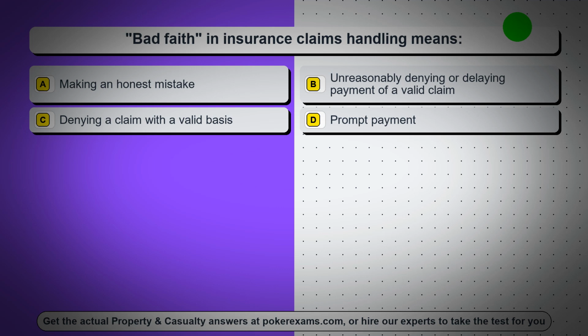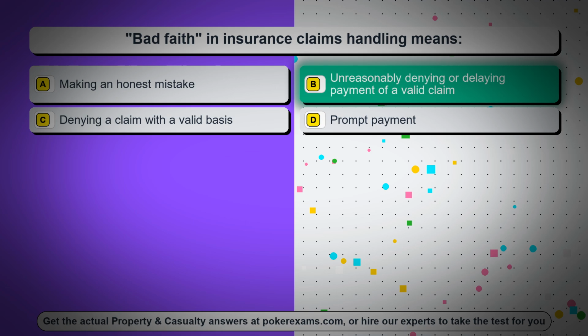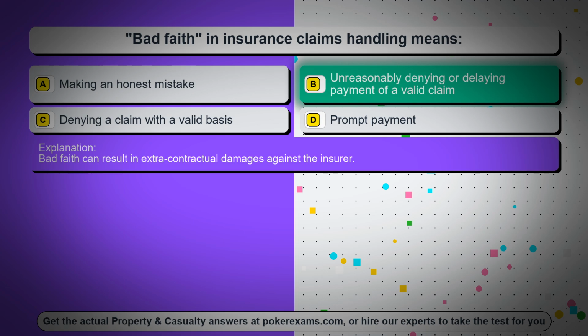Question 1. The burden of proof in a civil fraud case is typically: Option A, beyond a reasonable doubt. Option B, preponderance of the evidence. Option C, clear and convincing evidence only. Option D, probable cause. The correct answer is option B, unreasonably denying or delaying payment of a valid claim. Civil liability generally requires proof by a preponderance of the evidence, more likely than not, though some jurisdictions use clear and convincing for fraud.